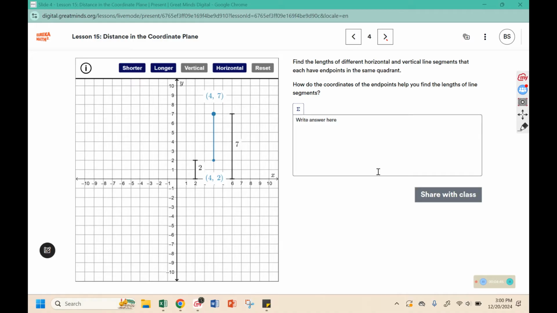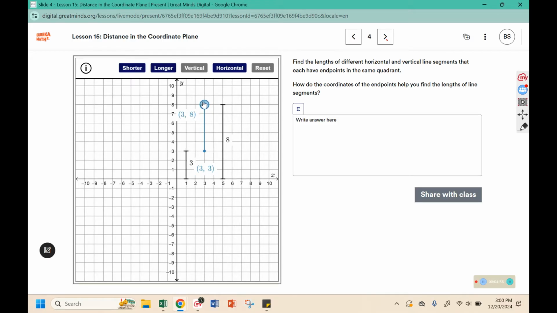Find the lengths of different horizontal and vertical line segments that each have endpoints in the same quadrant. How do the coordinates of the endpoints help you find the lengths of the line segments? So here I have a vertical line, and it's in the same quadrant. I see the 4s match up, so that wasn't really helpful, but 9 and 4, let's see, if I take 9 and I subtract 4, that gives me 5. 1, 2, 3, 4, 5.